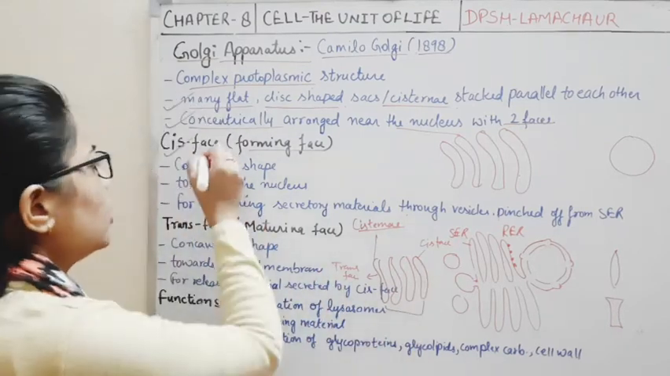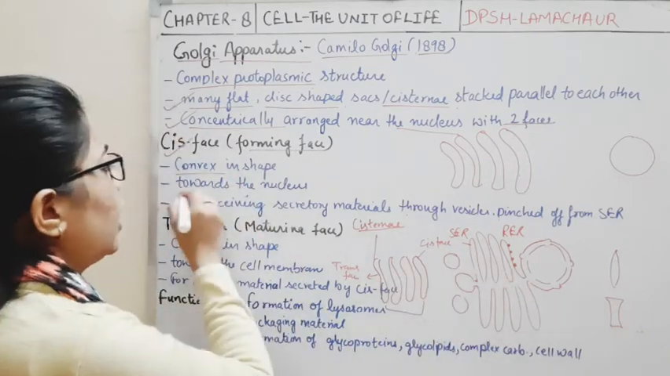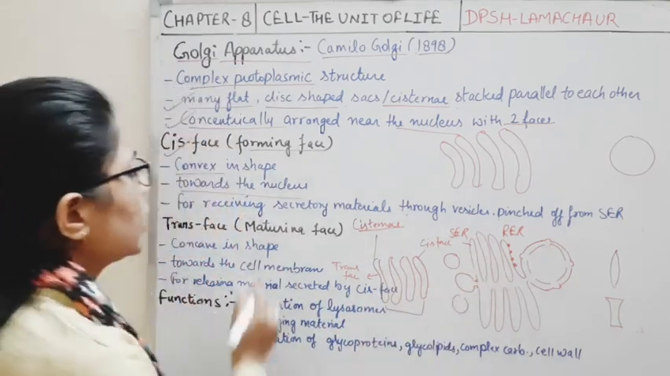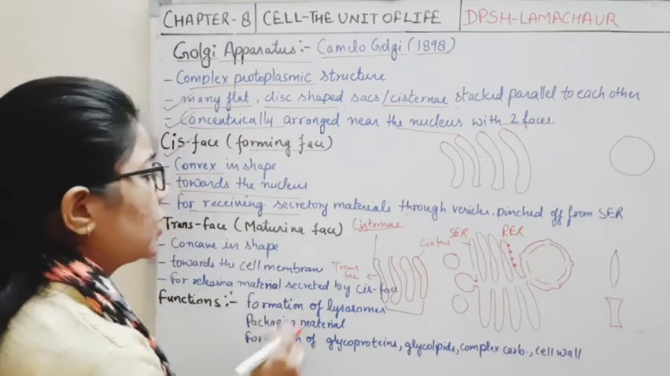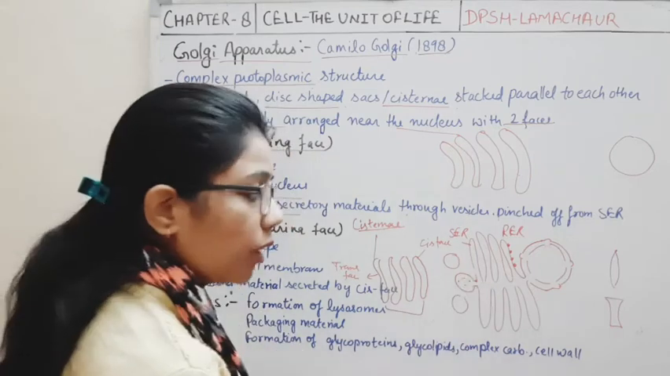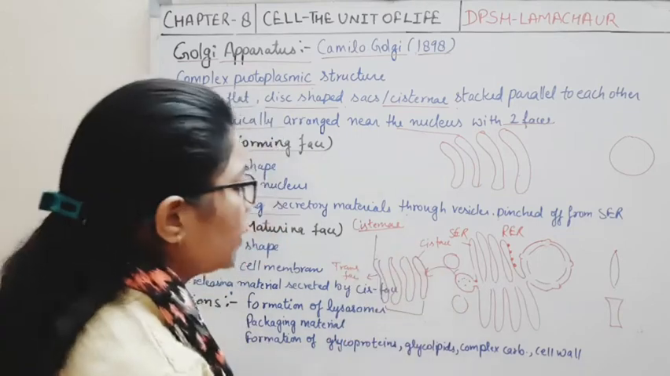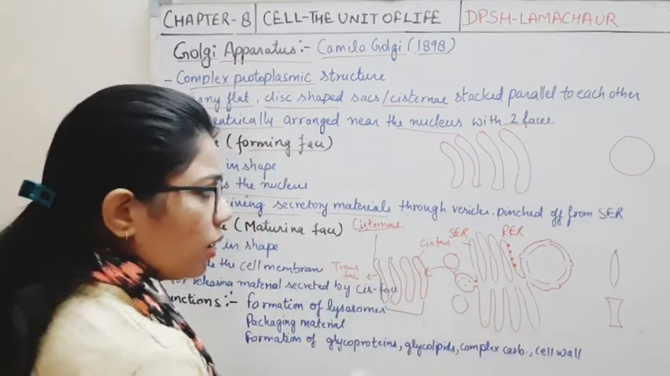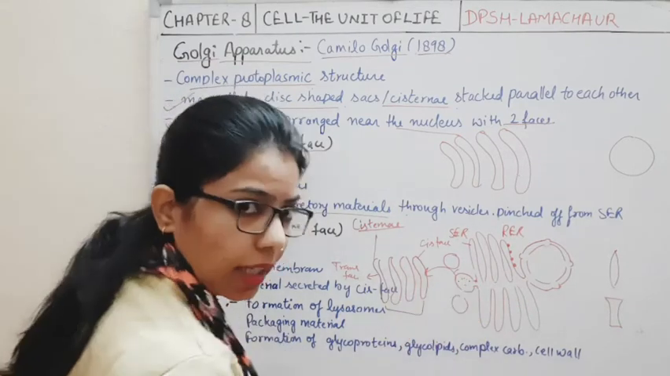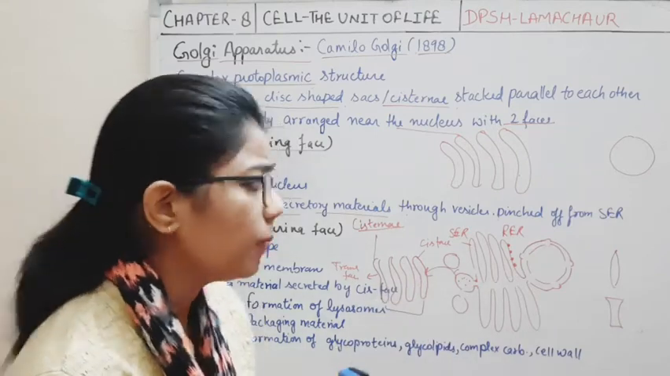Same thing we have written here. The cis face has what type of shape? The convex shape, right? You can see it here, towards the nucleus or towards the endoplasmic reticulum. And what is it doing? It is receiving the secretory materials. Whatever material is secreted by the endoplasmic reticulum gets pinched off through a vesicle and enters this Golgi apparatus. So it is receiving the secretory material secreted by the endoplasmic reticulum with the help of vesicles. And how do these vesicles come here? By pinching off.